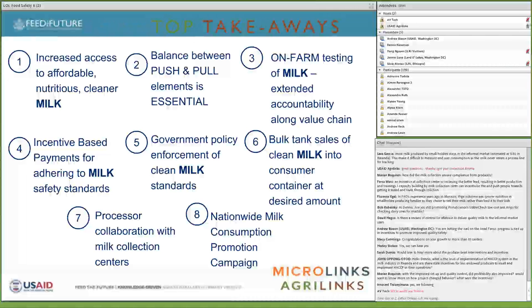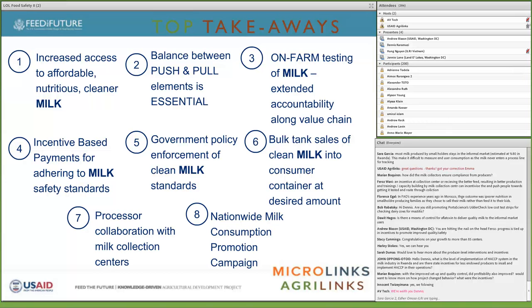Going forward, key takeaways from my presentation, hopefully keeping within the time: we have worked to increase access to affordable, nutritious, cleaner milk across the board. And then it is important, as we have observed, to maintain a good relationship between the push-pull kind of effects, where the real motivation is actually in the market. The market is what is pulling. The push is all of the forces that are happening at the farm. Now, with the farm, I think on-farm testing helps extend the level of accountability across the board and helps everybody participating in this chain to be much more accountable.